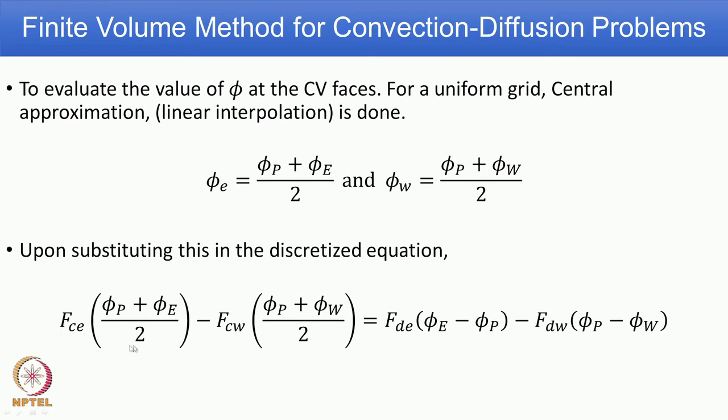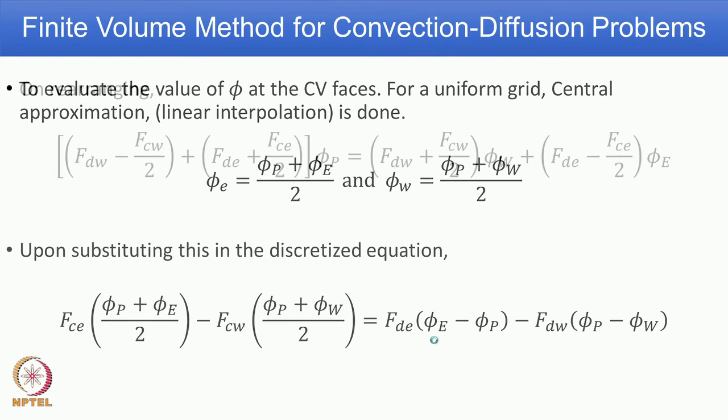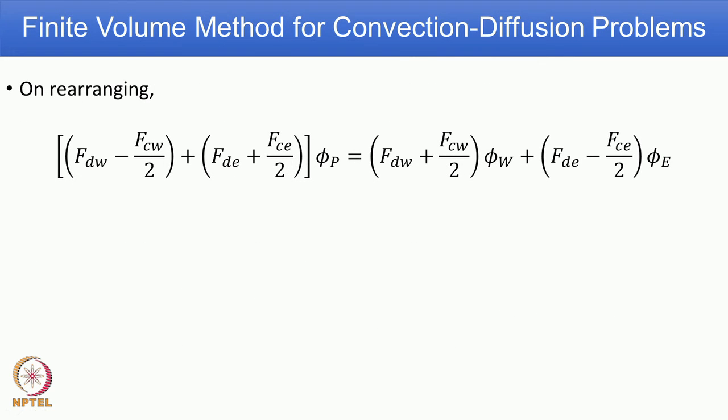Upon substituting this replacement in the discretized equation, we get finally this equation as shown here. So, phi is actually replaced correspondingly. This is for phi e and this term is for phi w, and on the right side we have already written the diffusion flux. We will have to do some more arithmetic, that is F_D w minus F_C w by 2 plus F_D e plus F_C e by 2, and all these are coefficients multiplying phi P.